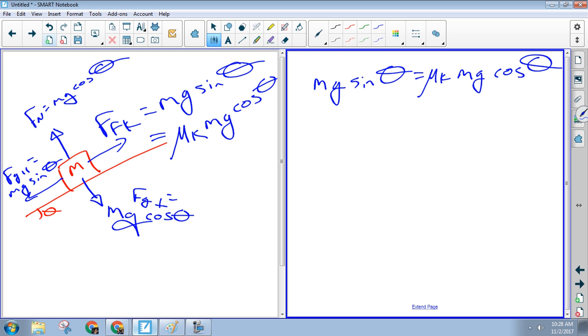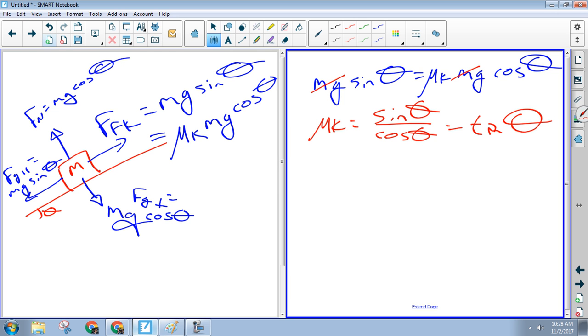So the mg's cancel, and you get mu k equals sine theta over cosine theta, which is just tan theta, right? Do we know the angle? It's just theta, there's literally no numbers. Okay. All right. That's okay. So, are we good up to there?